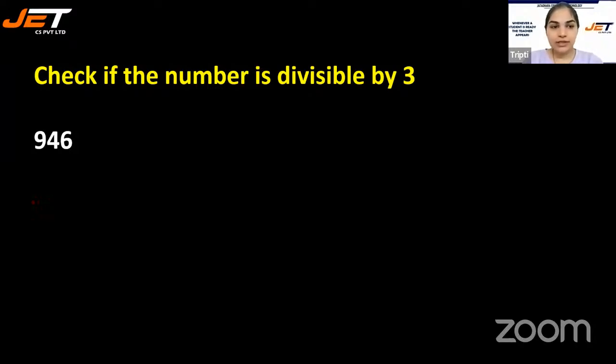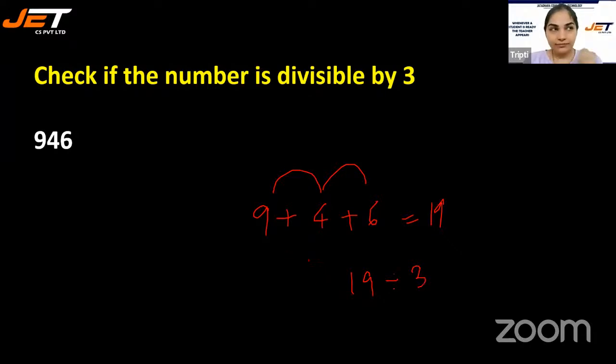946. Quickly check it. Check 946. So 9 plus 4 plus 6. 4 plus 6 is 10. 10 plus 9 is 19. Do you see 19 in the table of 3? Is 19 divisible by 3? No, it's not. It's not exactly divisible by 3. That means 946 is also not divisible by 3.